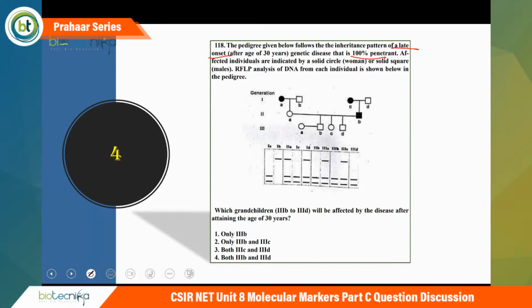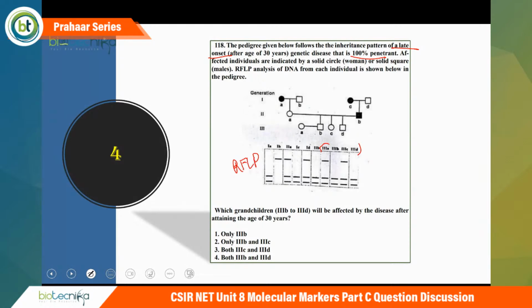Now affected individuals are indicated by solid circle or solid square. So circle means female, square means male. RFLP analysis of DNA from each individual is shown in the pedigree. Okay, so here is the pedigree chart given and here is the RFLP pattern given. Which grandchildren, that is 3A to 3D, will be affected by the disease after attaining the age of 30?